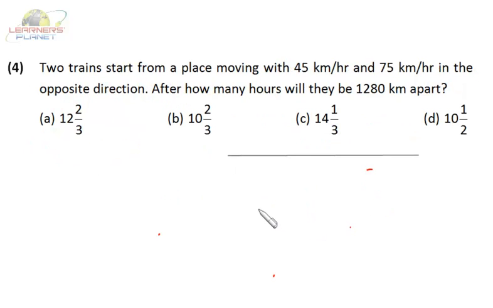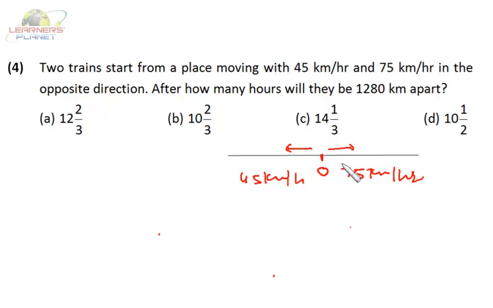Now friends, let's take some questions on relative speed. Two trains start from a place moving with 45 km per hour and 75 km per hour in the opposite direction. After how many hours will they be 1280 km apart? Now let's assume that they are starting from this particular point, and one train is moving in this direction and the other train is moving in this direction. The train which is moving in this direction has a speed of 75 km per hour and this train has a speed of 45 km per hour.